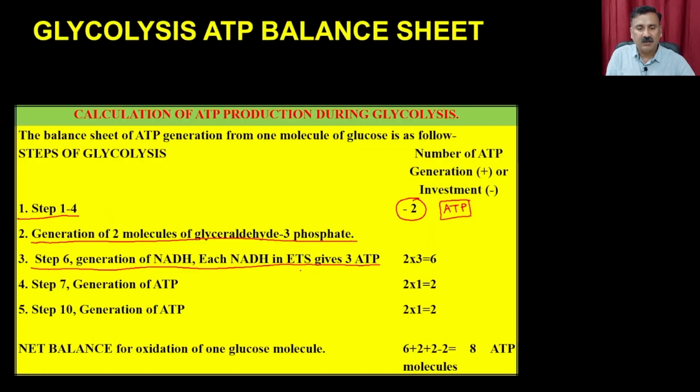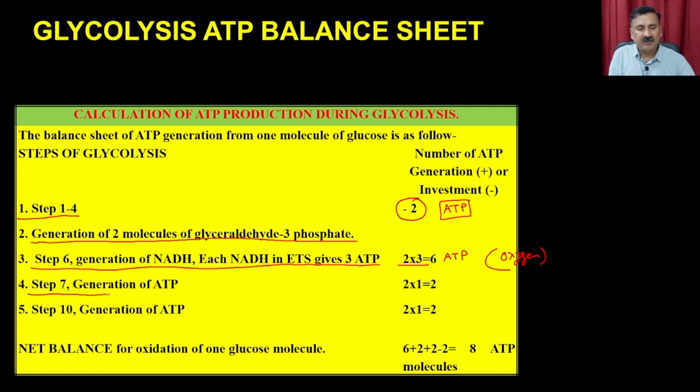Since you have split the glucose molecule into 2 molecules of glyceraldehyde 3-phosphate, 2 into 3, that is the 6 ATP which is going to be generated if oxygen is present. This is important because we are assuming that the electron transport chain is running and all these NADH will get oxidized, and that's why you are going to produce the maximum number of ATP associated with this particular molecule.